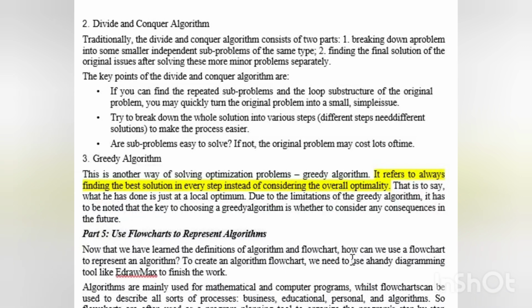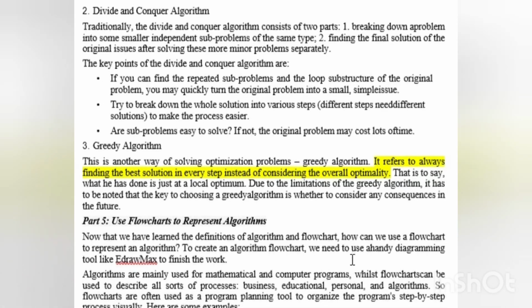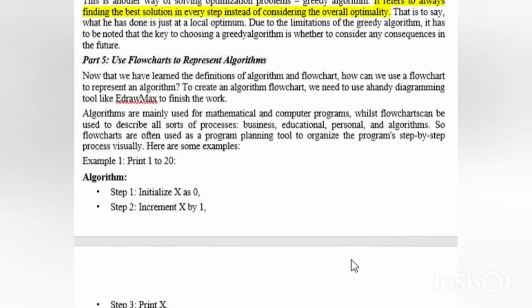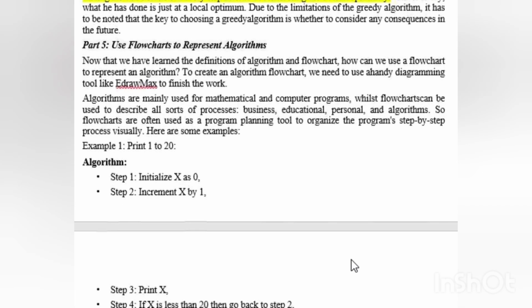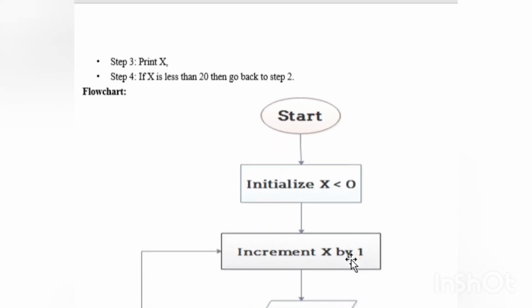Next is the greedy approach. It refers to always finding the best solution in every step instead of considering the overall optimal solution. Fifth step is to use flowcharts to represent algorithms. We can use flowcharts to represent algorithms.